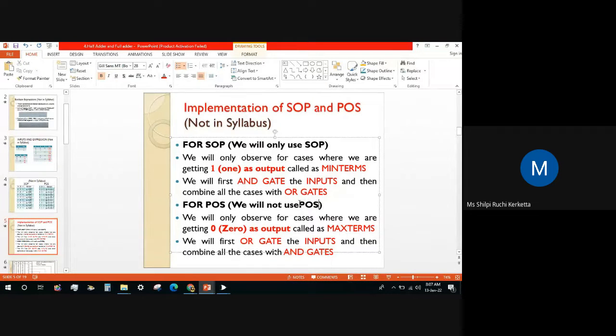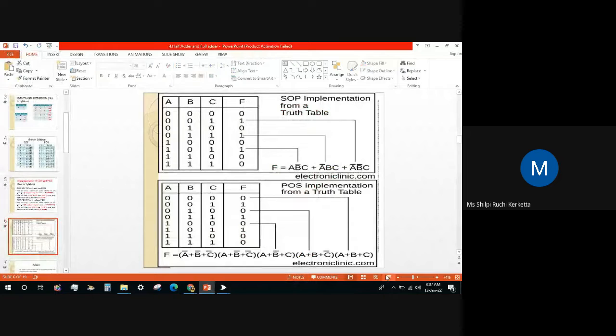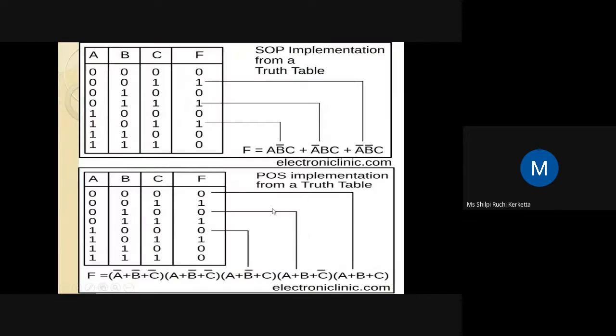So we are not going to use this product of sum. Here is the implementation of sum of product. Wherever we are getting one, we have to take the inputs for those conditions. So here we are getting one. This is the first case, this is the second case, and this is the third case. For the first case, we are getting 0, 0, 1, so it will become A dash into B dash into C. This is the first term we took.